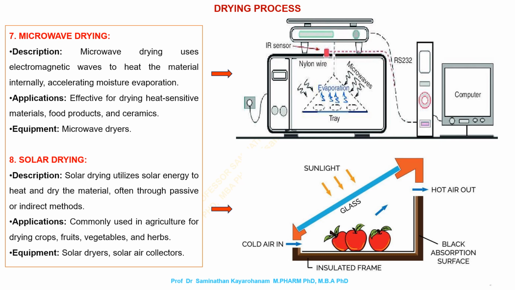8. Solar drying. Description. Solar drying utilizes solar energy to heat and dry the material, often through passive or indirect methods. Applications. Commonly used in agriculture for drying crops, fruits, vegetables, and herbs. Equipment. Solar dryers, solar air collectors.